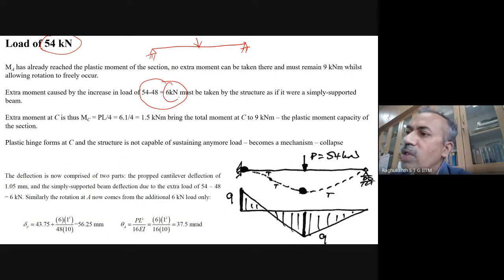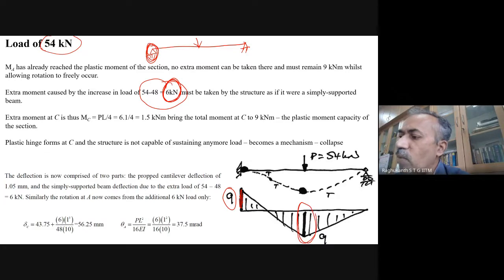Now this extra load, at the fixed end, the plastic hinge has already formed. So your propped cantilever has become like a simply supported beam only. This additional load will not be taken by your fixed support. The remaining portion of the beam only has to take it. Now when you take 54, anyway this has plastified, so it cannot take any more moment. It is 9 only. But previously it was 7.5 here. So this extra load will be taken by this portion of the beam, the other remaining portion.